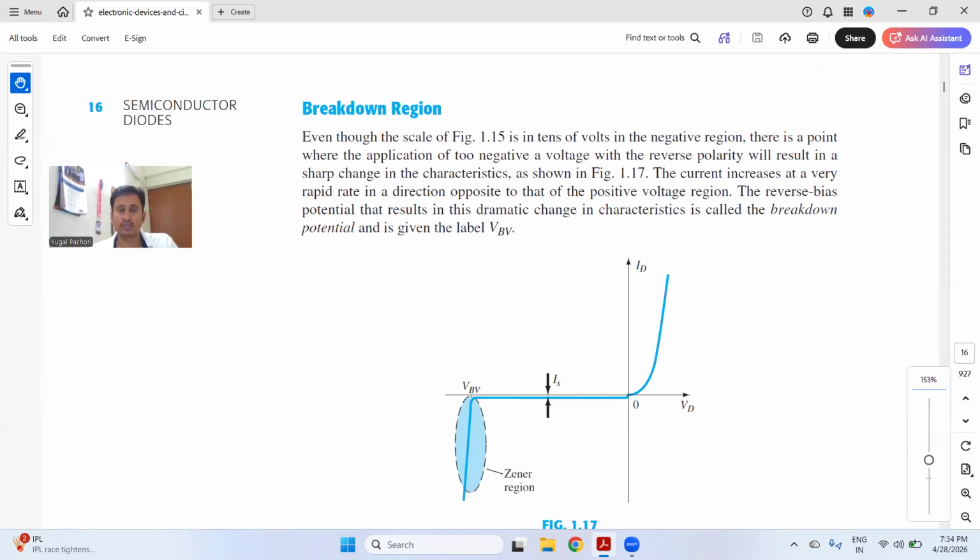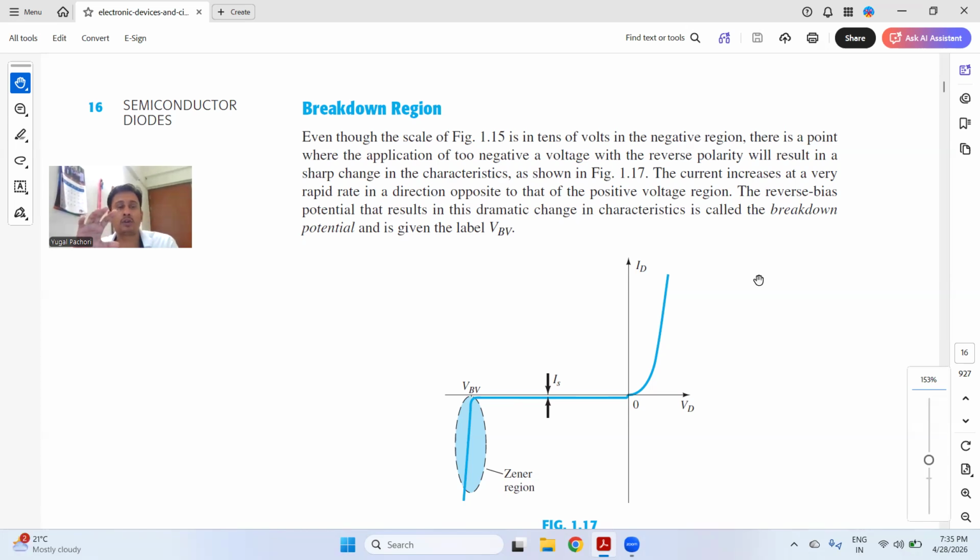Breakdown means, as you can see from this particular image, this is a graph between the voltage and the current. In the forward bias region, when the P is positive and N is negative, this is the forward bias region. This is forward voltage and this is the forward current. As the voltage is increasing, the current is also increasing up to a certain point, and beyond that it will be saturated, and after the saturation there is a point that is known as a breakdown.